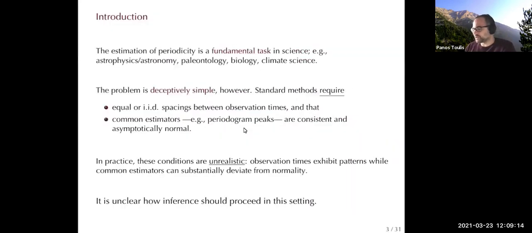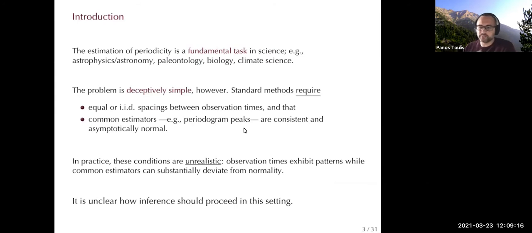Now, more seriously, of course, the estimation of periodicities is an important problem in science, and we're going to see an example from astronomy today, but we have paleontology, biology, climate science. All of them have problems of estimating periodicity. And the problem might appear to be simple. You might say, okay, let me take a periodic model, estimate it, and this will invoke some standard theory, but actually it's deceptively simple.